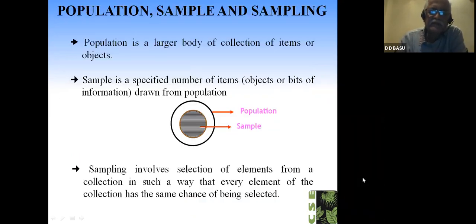Now the population. Suppose a huge flow of water is going, and once in a month you go and take one sample and predict the population. This sample must be representative. That means your collection is such that every element of the collection has the same chance of being selected. That is the most important thing. In the middle of the river, where the mixing zone is completed, you take the samples.